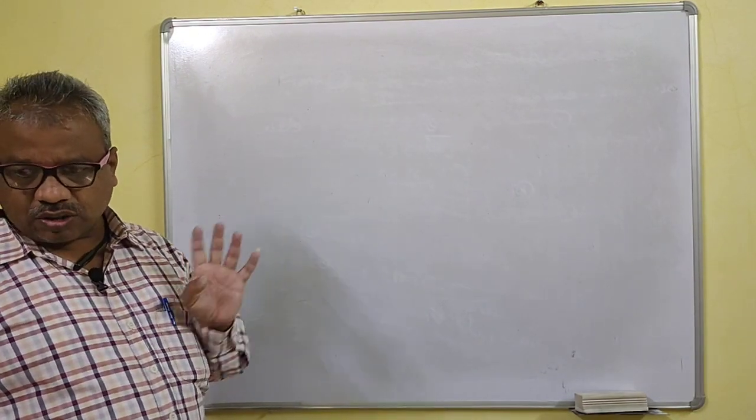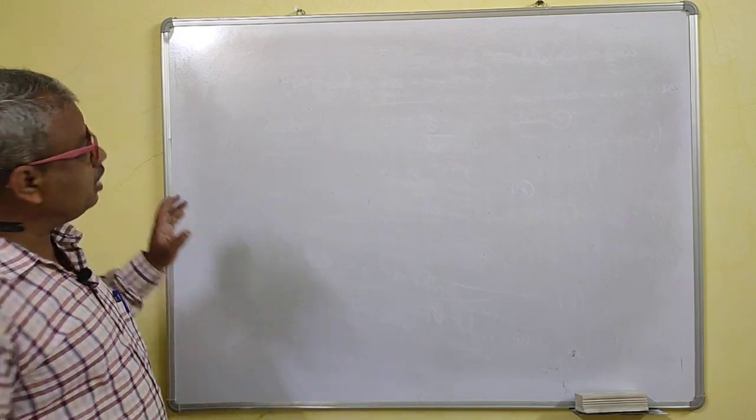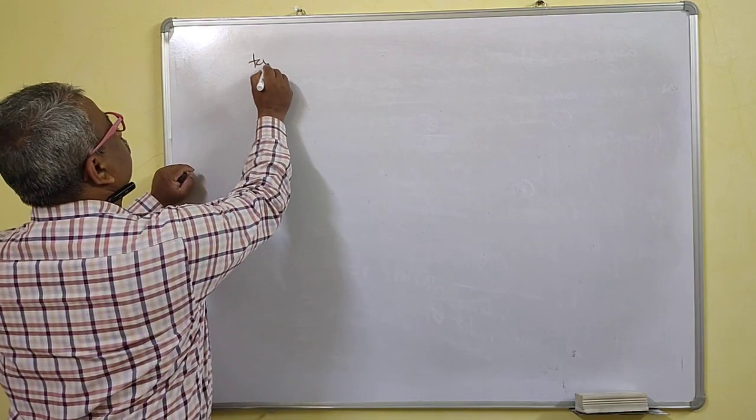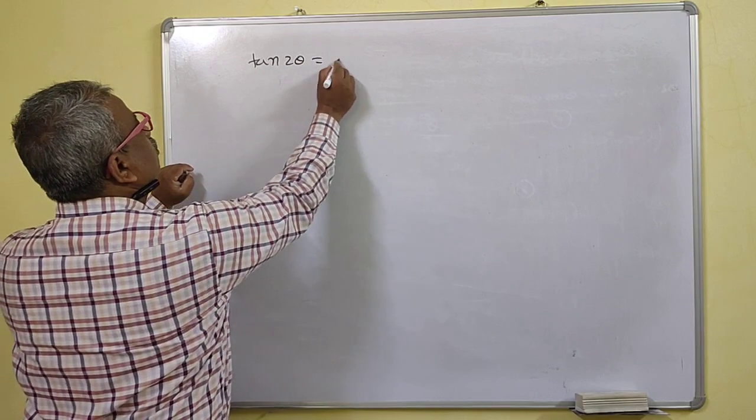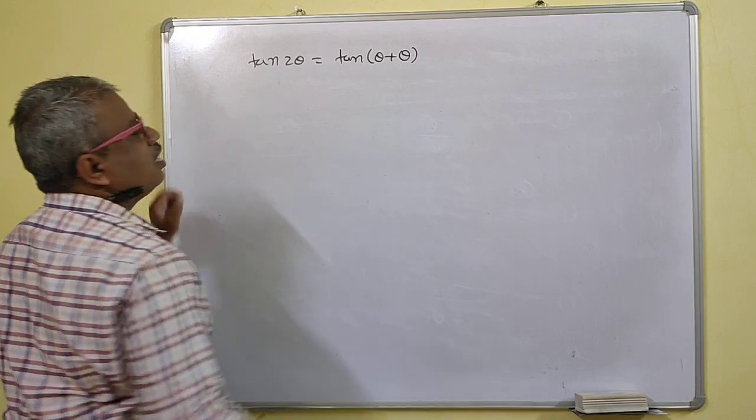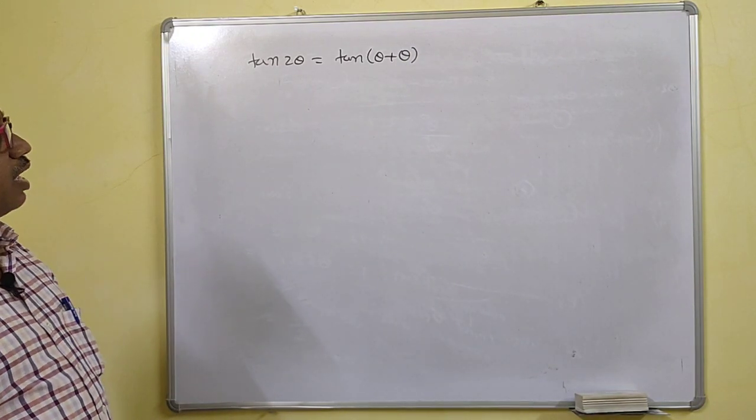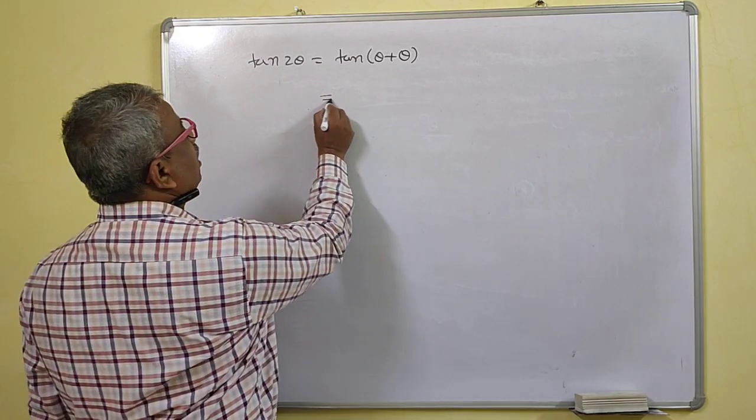We get a formula for cos 2 theta, right? So we will obtain the formula for tan 2 theta now. Tan 2 theta, so this is what? Tan of theta plus theta. Apply the formula for tan A plus B. If you remember this, then only you can write this. So what is that formula?